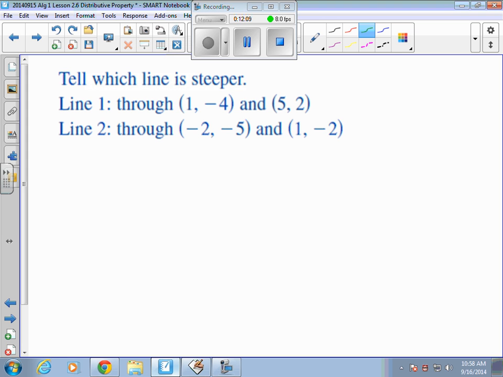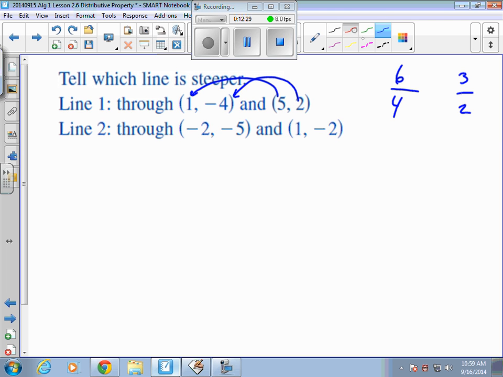Okay, for this one right here, compare your slopes. Y sub 2 minus Y sub 1. 2 minus a negative 4 means 2 plus 4. That's going to be 6. 5 minus 1 is going to be 4. So your first slope is 6 over 4. We know that that simplifies. 2 goes into both of them. 3 over 2 is the same thing.